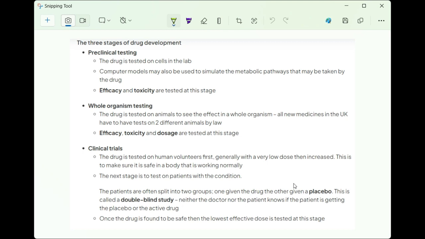We use antibiotics to kill bacteria. One important example that you need to know is penicillin. You also need to know how these drugs were even developed to begin with. So these are the three stages of developing new drugs.